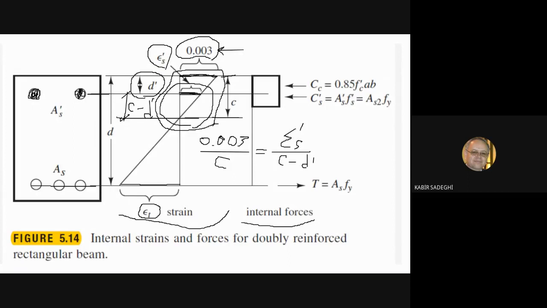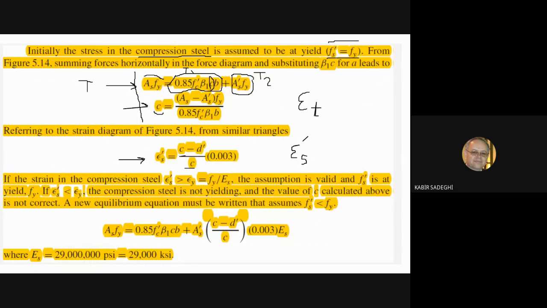From here we can find epsilon prime S, which equals 0.003 times C minus D prime over C, that we see in a slide that I will show you here. Therefore, we found epsilon prime S from the figure that I showed you and we wrote here.